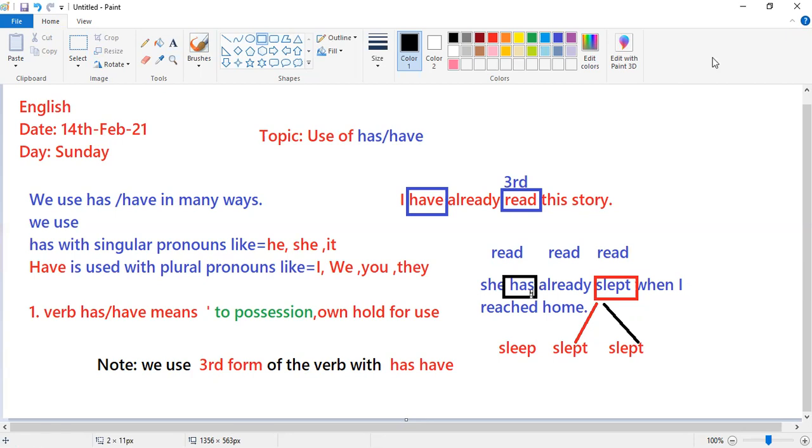I think this is clear. We'll do some more exercises, and then you will understand why we use the third form of verb with has and have, because this is a grammatical rule. So always remember that whenever you are using has or have, you always use the third form of the verb. This is it.